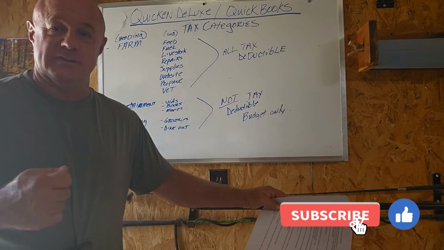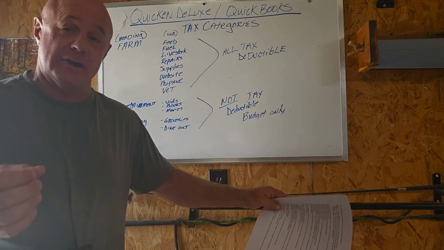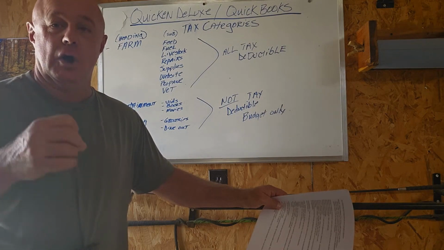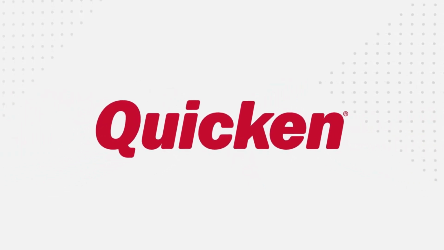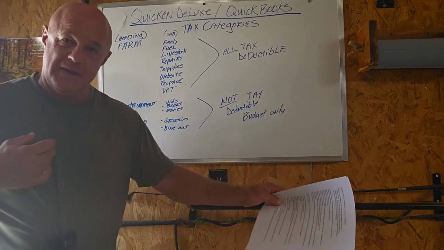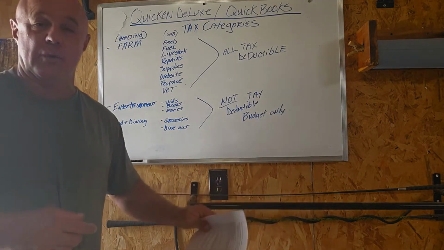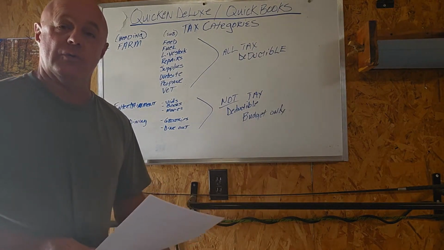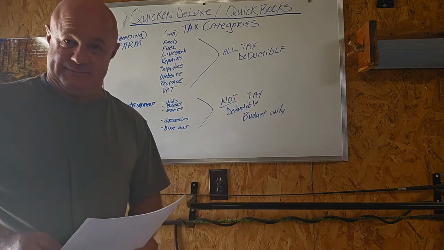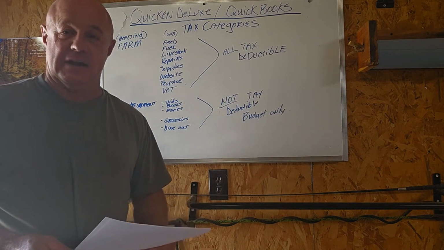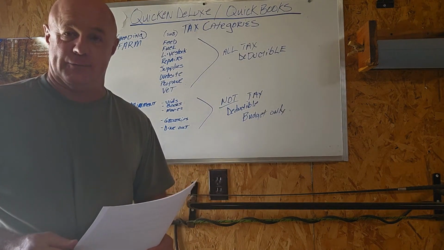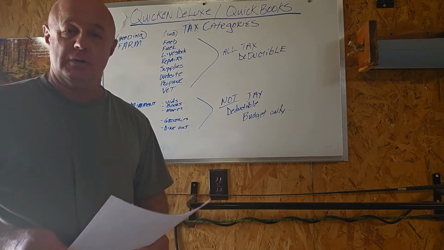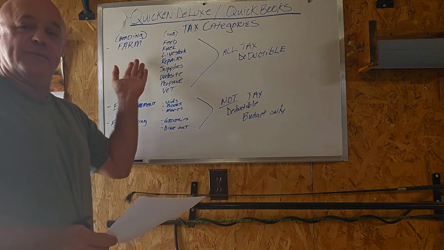And we're going to start this second series on categories for tax deductions and taxes on the Quicken and/or QuickBooks program. Quicken Deluxe is the one I recommended in the first one. Now we're going into our second part. I went over all the business expenses that were tax deductible in the first video. Now, in this video, I'm going to cover what I do with the farm.